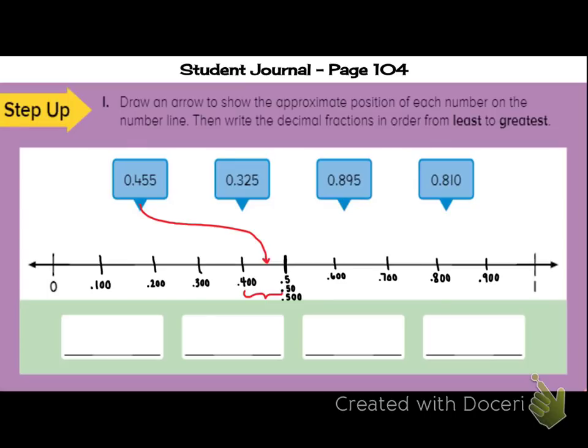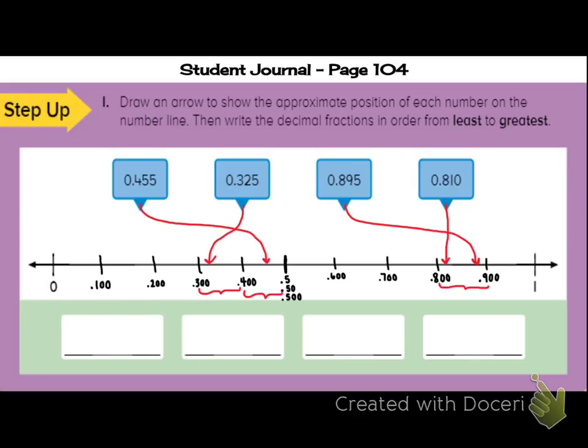325 is going to be between 300 and 400. 350 is halfway. 325 is going to be a quarter of the way. 895 is going to be between 800 and 900, and you know that 895 is very close to 900, so it should be real close to it. And 810 is going to be really close to 800, so it's going to be close to it.